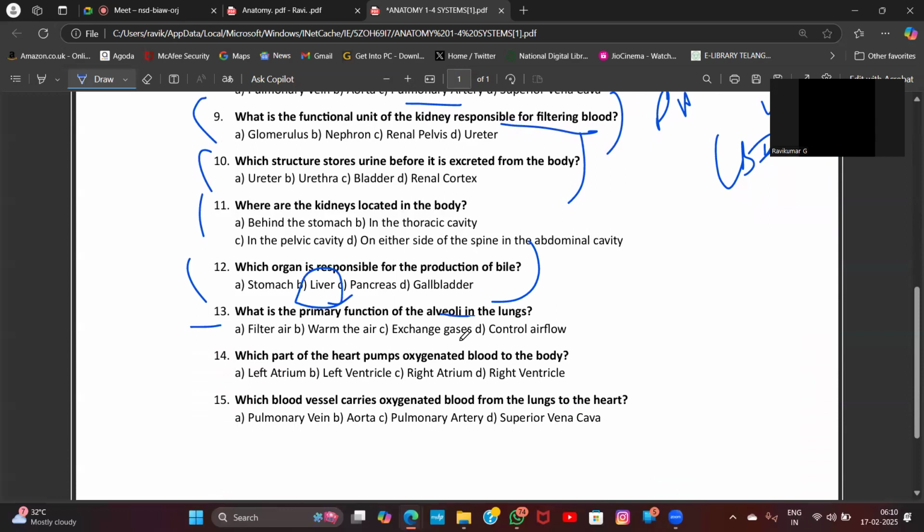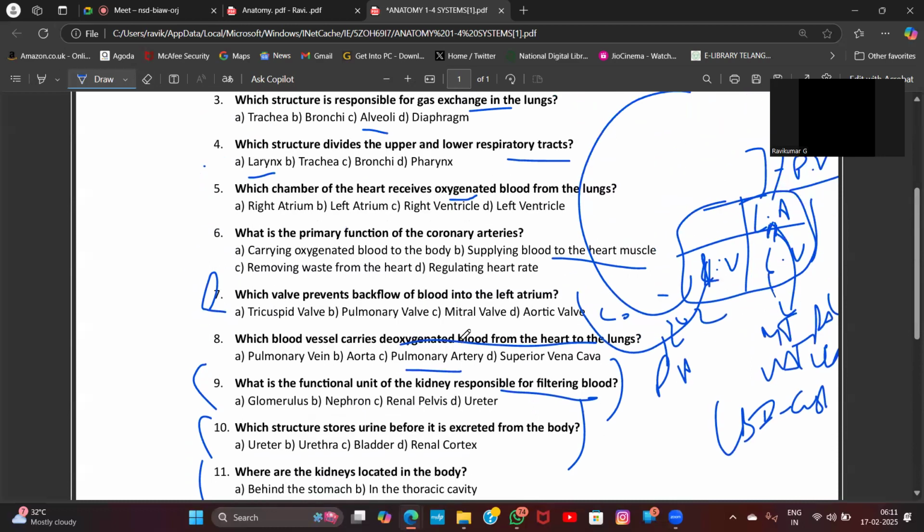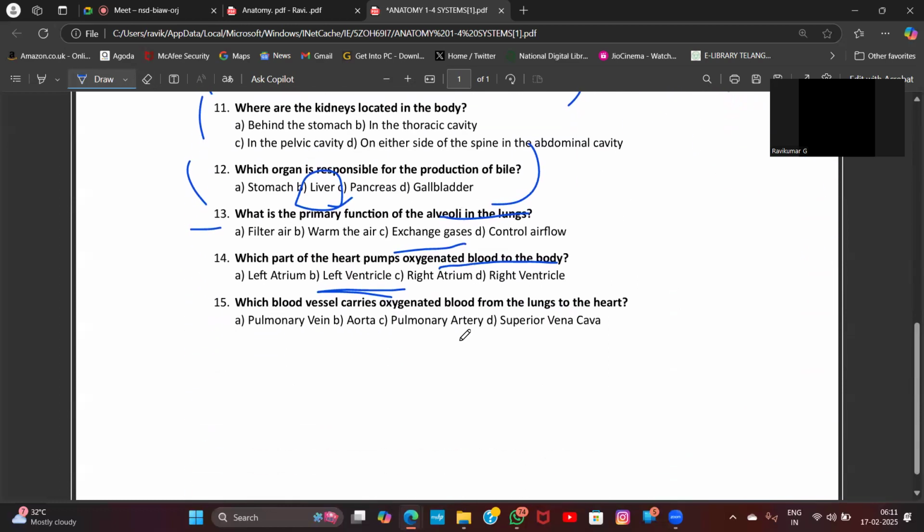What is the primary function of alveoli in the lungs? Exchange of gases. Which part of the heart pumps the oxygenated blood to the body? Left ventricle, not the atrium. From the left ventricle, the aorta originates. Through the aorta, the artery sends oxygenated blood to the body parts.